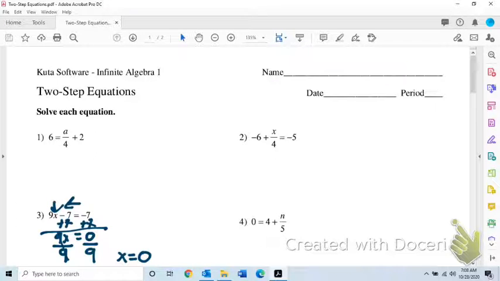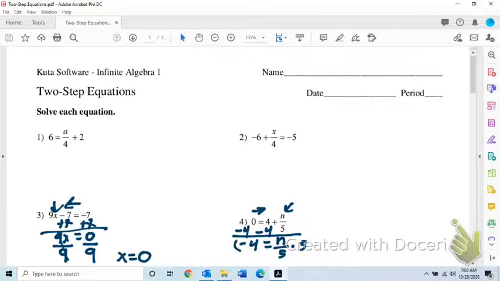So number 4. So here we have a 0, just all by itself, which is fine. So we want to move from the outside in because we're trying to isolate that n. So we have 4 plus n over 5. We're going to subtract that 4 because it's a plus 4. So that's how we get rid of addition, is we subtract. 0 minus 4 is negative 4. 4 minus 4 is 0. And then we have n over 5.